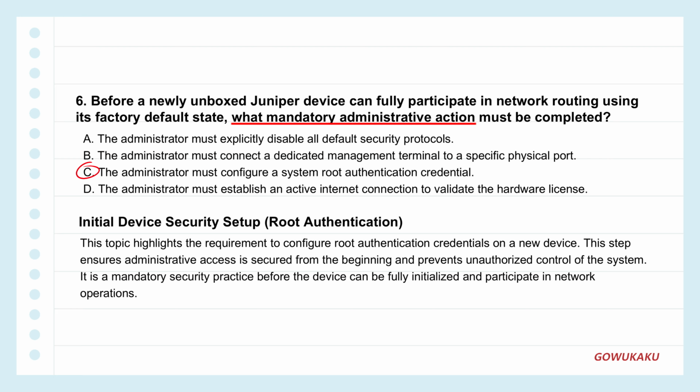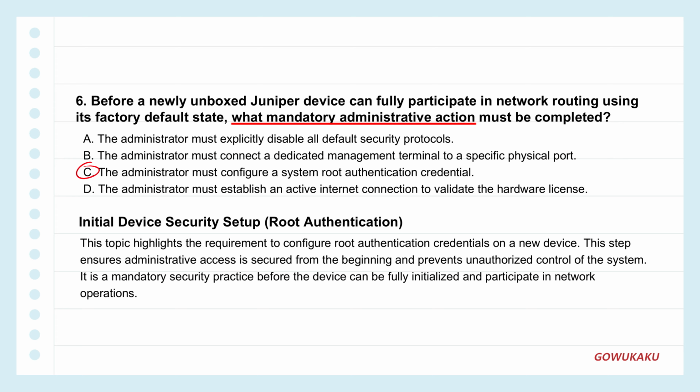Junos operates on a strict secure by default posture. The system absolutely refuses to let you commit any routing configurations on a brand new device until you have set up a root password. Okay, that makes sense. And I'm guessing routers don't need to phone home to the internet to validate a license just to start pushing packets, like option D suggests. Exactly right. They are autonomous devices. And option B is false because while you can use a dedicated management port, it isn't mandatory. You could just as easily configure it over a basic serial console cable.